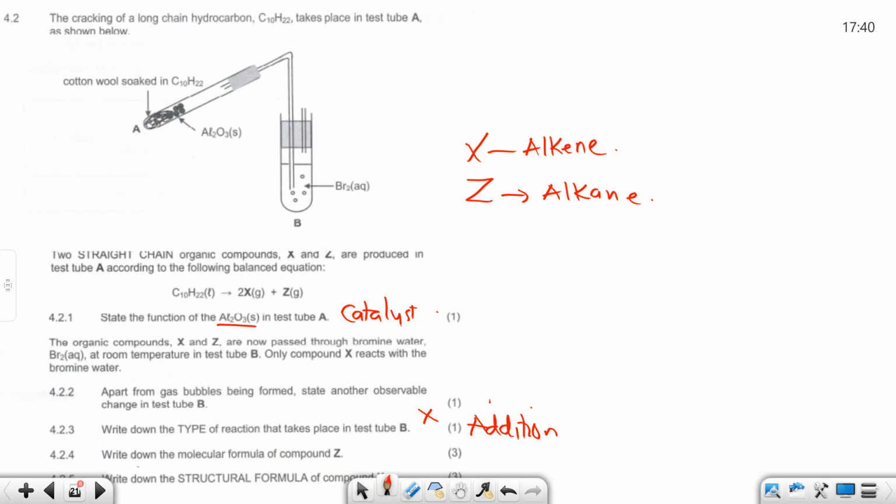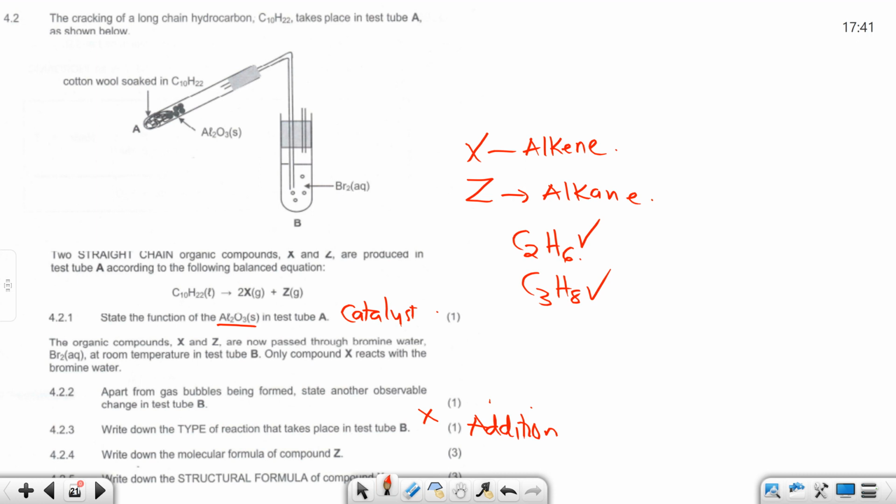Write down the molecular formula of Z, please. Now, Z, what did we say Z is? It's an alkane. You can write any alkane you want. So, give me the first possible alkane. C2H6. You'll be marked correct. Somebody would write C3H8. They'll be marked. But please make sure when you are writing, you are doing the maths. So, those two are possible.